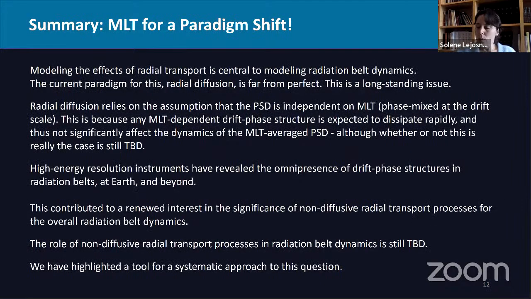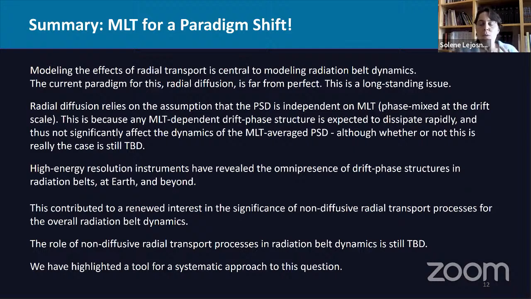Okay, so this is the summary of the points I made during this talk. Right now, the way we model radial transport is radial diffusion, and it's far from perfect. That said, the effect of radial transport on radiation belt dynamics is a central effect to account for. Radial diffusion relies on the assumption that the phase space density is independent of magnetic local time.